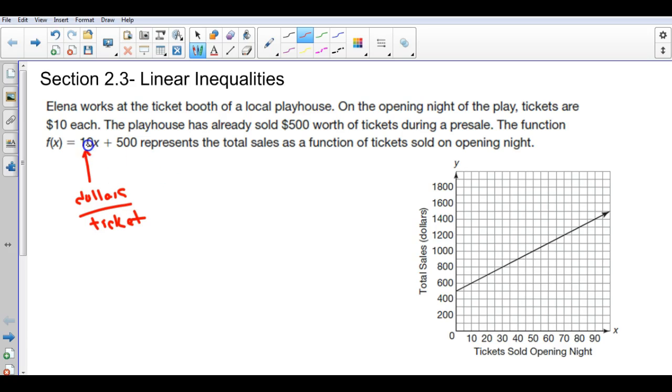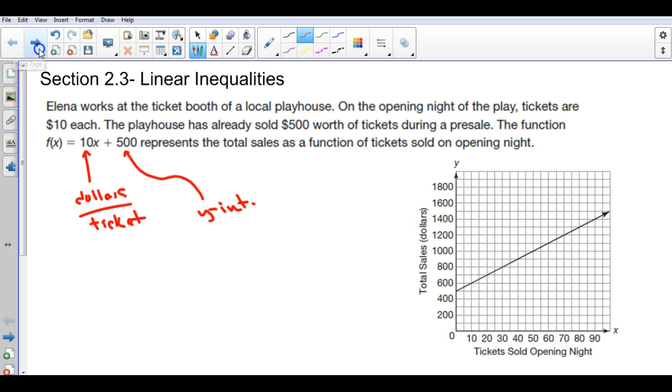And then let's talk about the fact that when they sold 0 tickets, they already had this amount, which is our y-intercept of 500. So notice where the function over here crosses the y-axis at 500. That's because they already have that money. With 0 tickets, when x is 0, y is 500. Or you could say when x is 0, f of x equals 500. Same thing, both talking about the y-intercept.